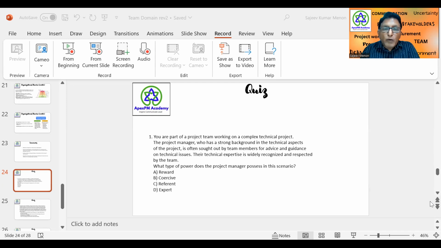So in this question, you're talking of a project manager who has a strong background in technical aspects. So he is like a subject matter expert. So it is not choice A, B, or C, because they're talking of reward, coercive, or referent powers. So this is the expert power that we are seeing here. So the correct choice is expert.